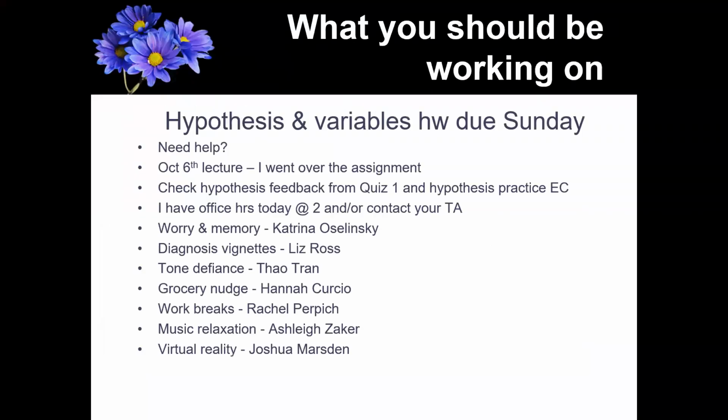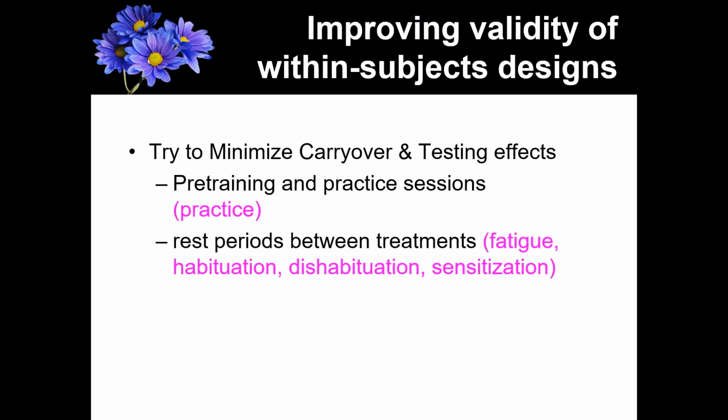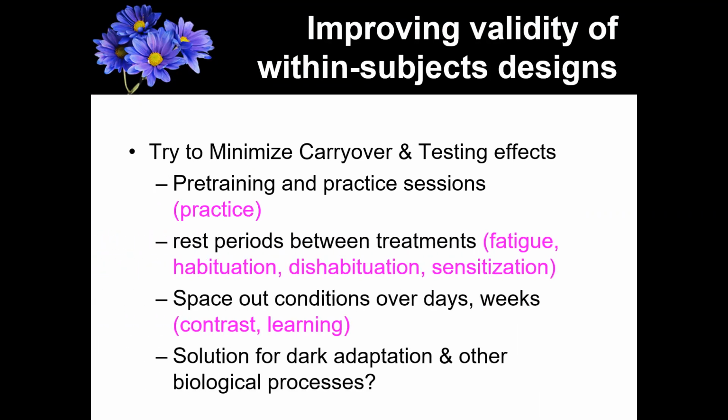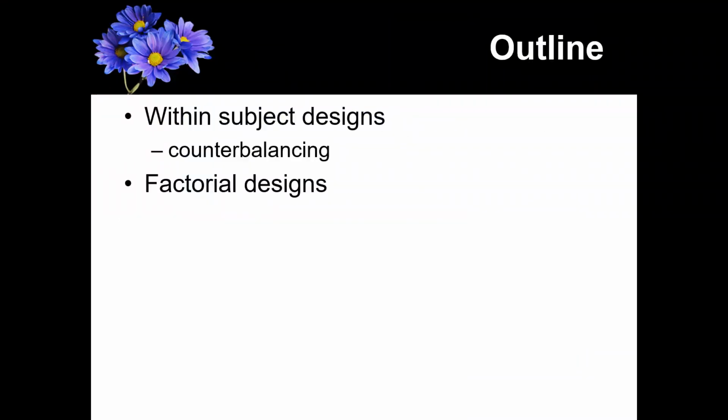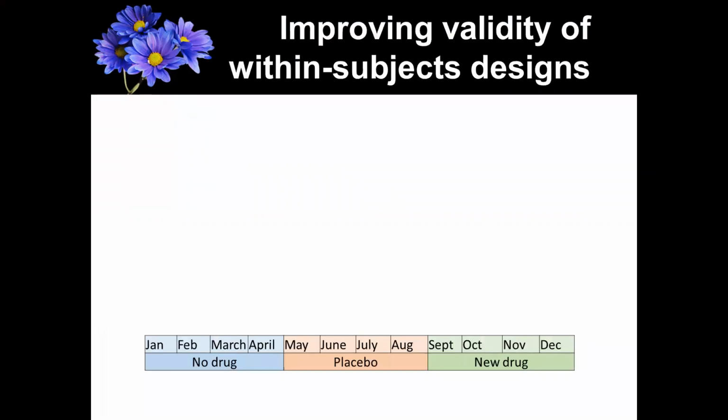Okay, so those are definitely some ways you can improve the validity of within subjects designs. Again, practice, rest periods, and spacing out the conditions. But let's talk about an additional way, one that you do in pretty much every within subjects experiment, at least that I'm aware of.